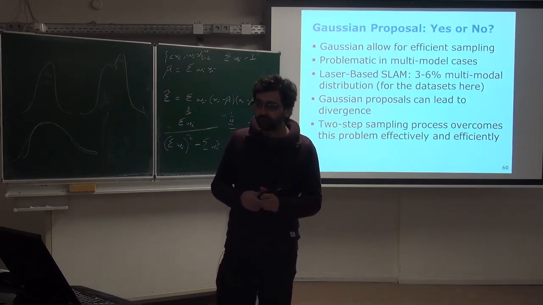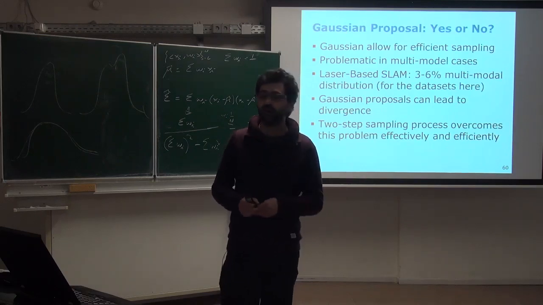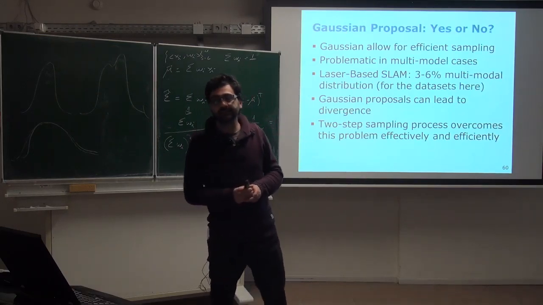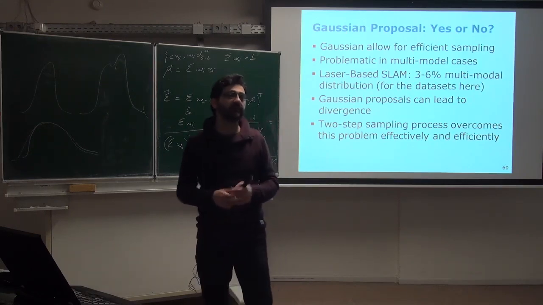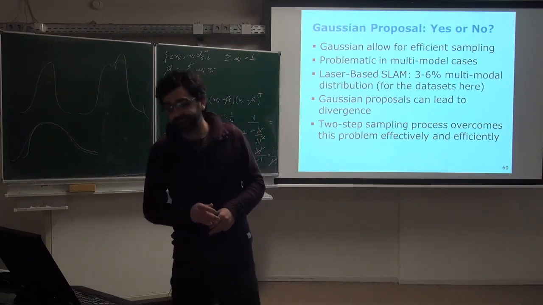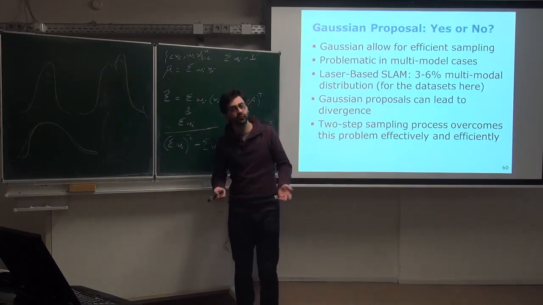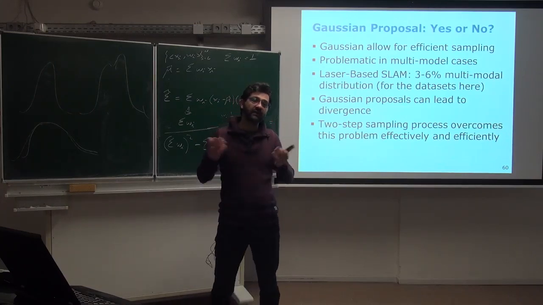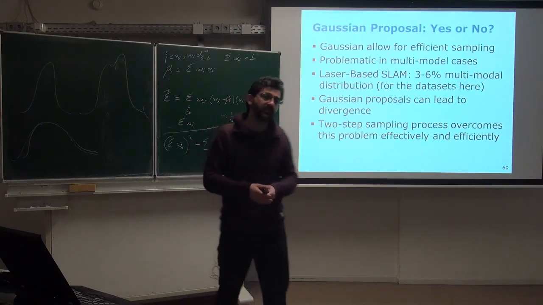And looking at the datasets that we have seen so far, you see that in 3 to 6% of the cases this multimodality actually happens, and this can really make things problematic for the mapping. So the idea is, if you can afford the overhead, then do it. If you are in very limited resource settings and you feel like having more samples is better than having this overhead on the sampling, then use the Gaussian approximation.